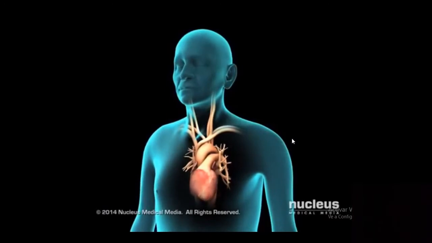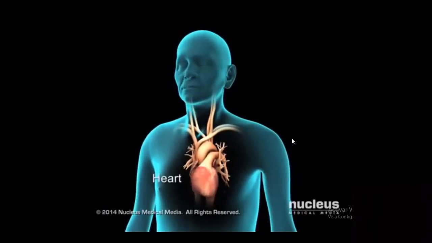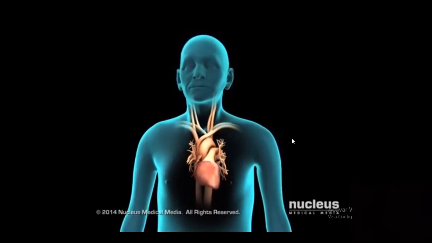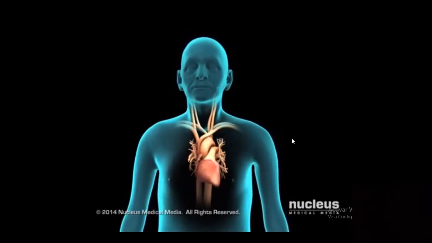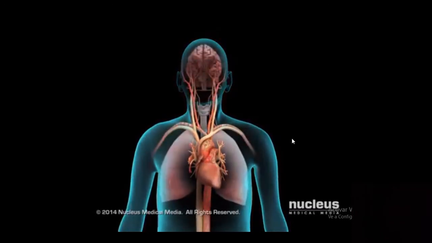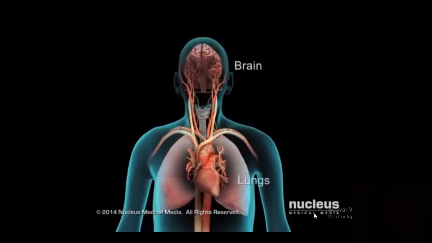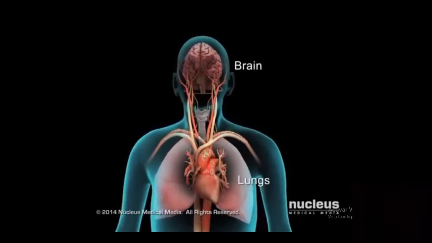Depending on activity level, the heart beats about 60 to 100 times per minute. It may be higher during exercise or lower at rest. A normal heart rate and rhythm ensures the delivery of oxygen-rich blood to all of the body's organs, such as the brain and lungs.